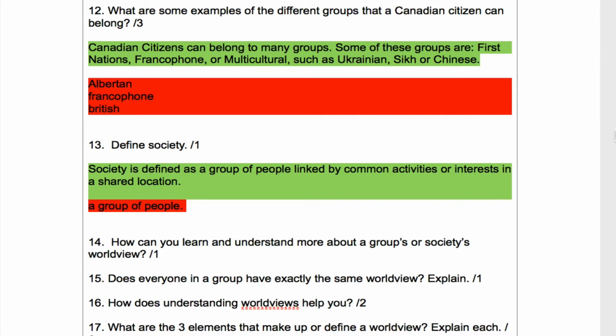So society is defined as a group of people linked by common activities or interests in a shared location. A bad answer would be a group of people. I would probably give that a 0 because it doesn't give me enough information about geography or the groups of people that you need to belong to.